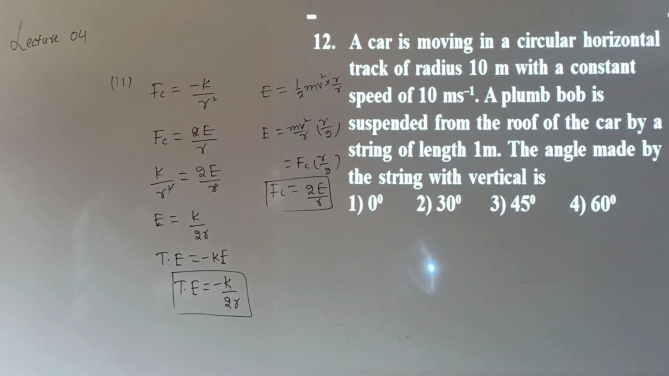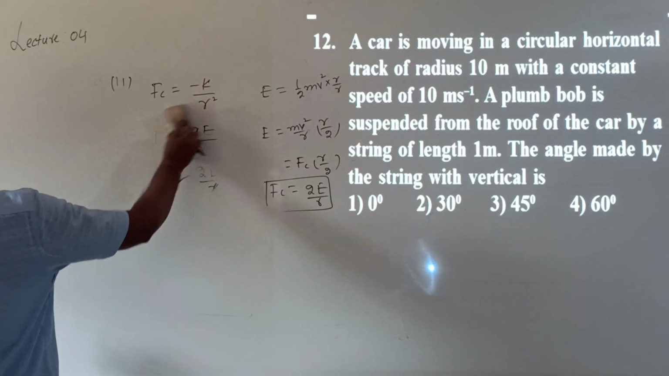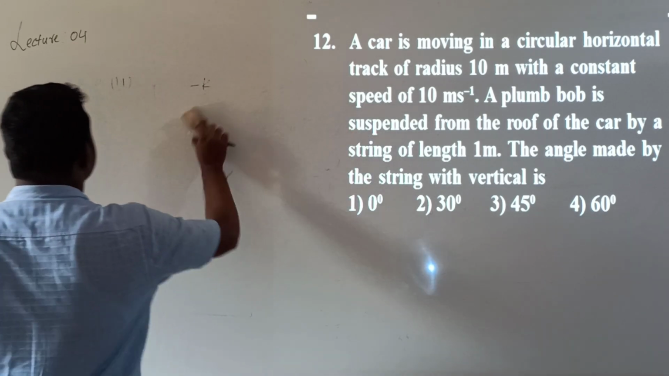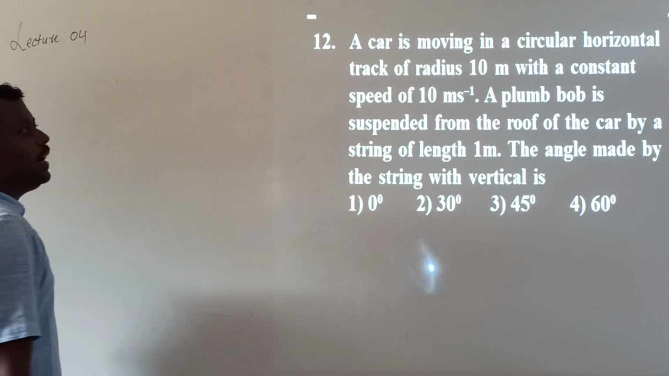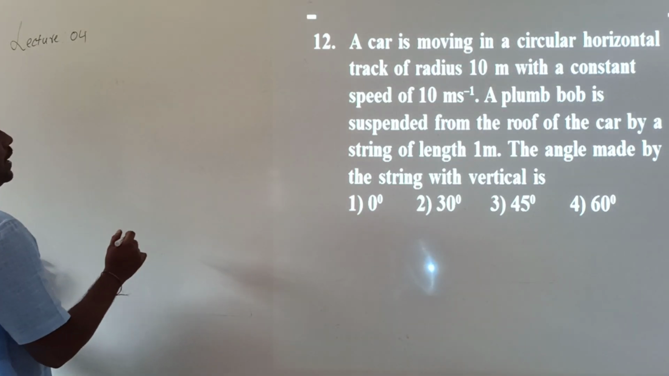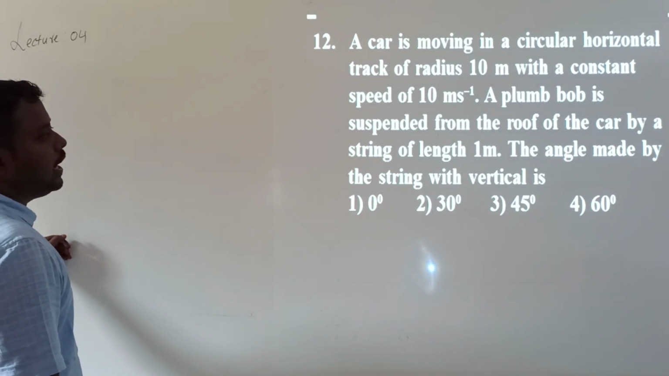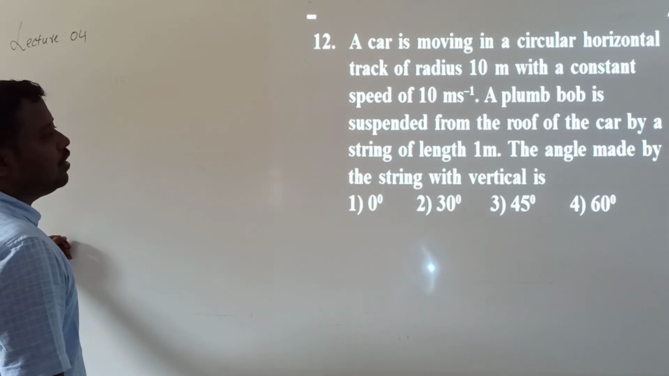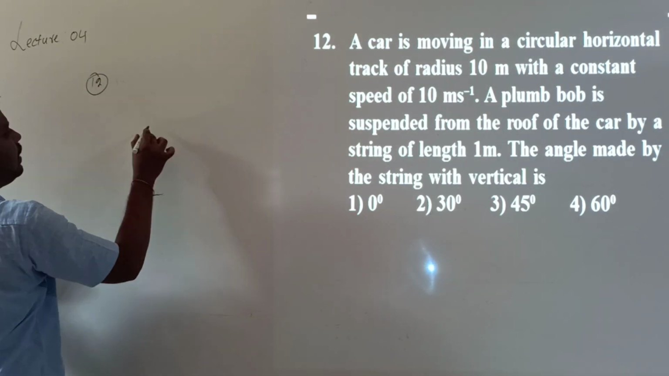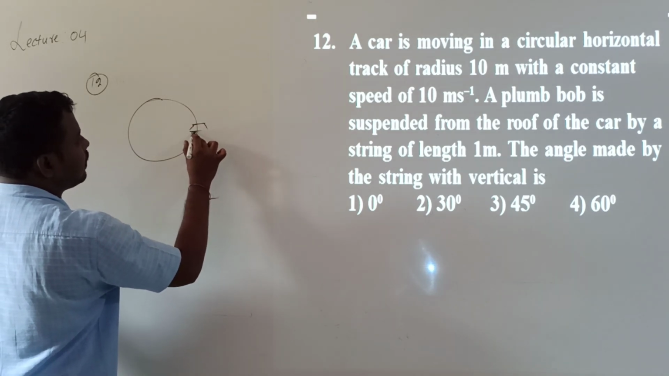Next. Question number 12. A car is moving in a circular horizontal track of radius 10 meters with a constant speed of 10 meters per second. A plumb bob is suspended from the roof of the car by a string of length 1 meter. Find the angle made by the string with the vertical. So a car is moving in a circular path. Here the car is there, moving in a circular path.